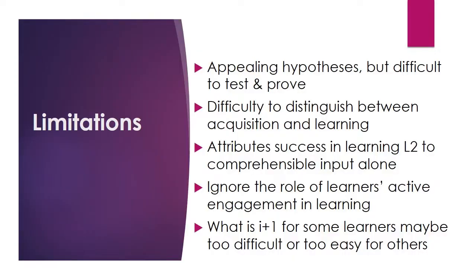The first limitation that was identified in this theory is the impossibility of distinguishing between acquisition and learning at the empirical level. We cannot identify which parts of the language the learners have learned and which ones they have acquired. The second criticism is that it attributes the success in acquisition of language to the comprehensible input alone, thus ignoring the role of the active engagement of the learner through their activity, effort, and attention.